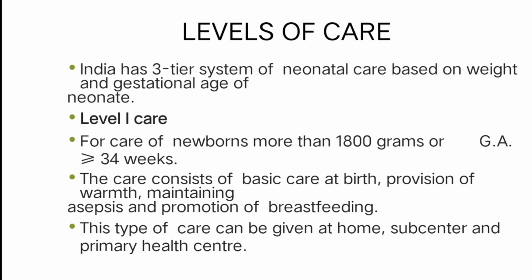So, levels of care. India has a 3-tier system of levels of care based on the gestational age and weight of the baby. Level 1 care is for newborns whose weight is about 1800 grams or more and gestational age is equal to or more than 34 weeks. These babies require basic care at birth, provision of warmth, maintaining asepsis, and promotion of breastfeeding. This type of care can be given at home, sub-centers, and primary health centers. This is level 1 care, for babies who do not require any intensive or special care.